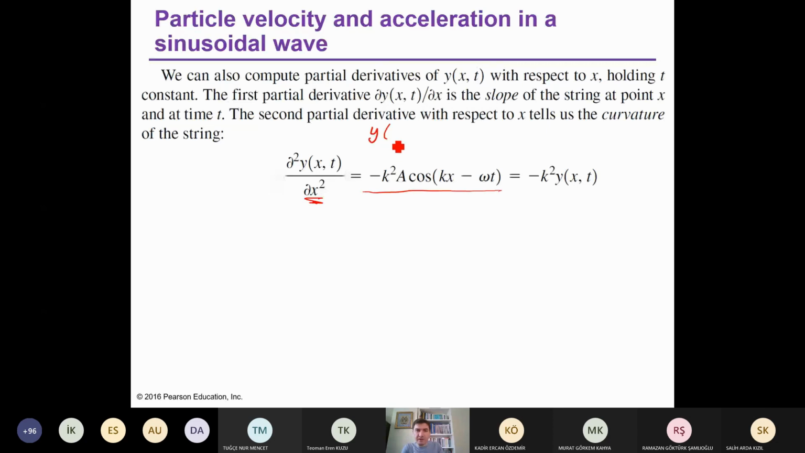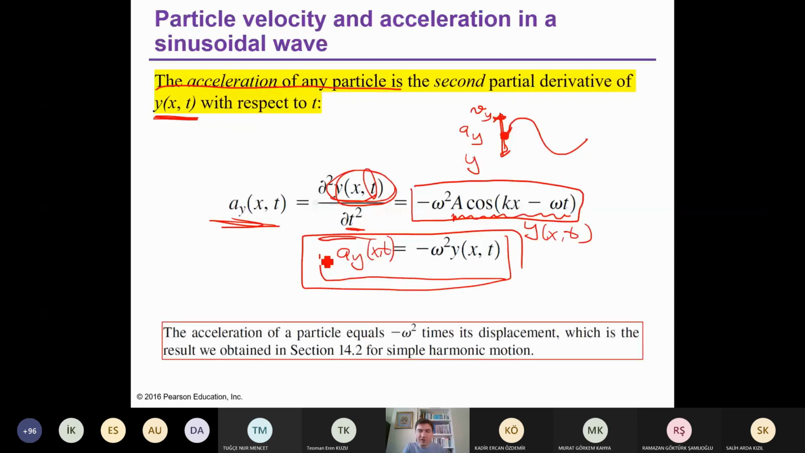y(x,t) is given with A cosine (kx − ωt), okay? So you will get the second partial derivative of this function with respect to x. Then we have this expression. So what do you see here? Here we have calculated the second partial derivative of this y equation with respect to time, and then we have this equation. Let me write this one here.